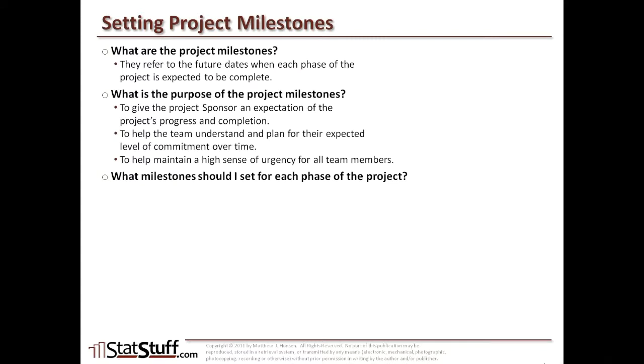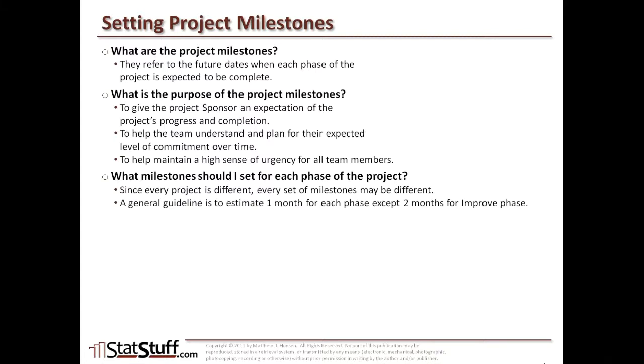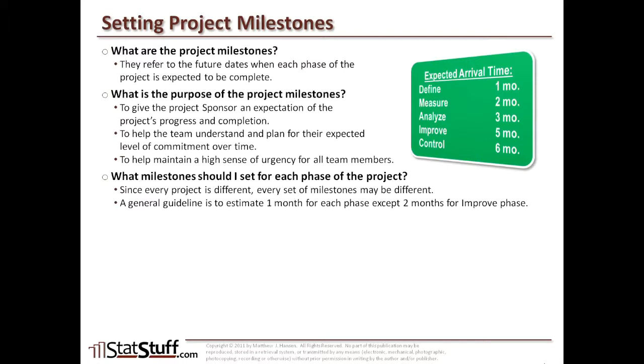Now, what are the milestones that you should set for each of the phases of the project? Well, since every project is different, there really isn't a perfect way to define all those milestones across every project, but a general guideline that I would recommend is that you might estimate 1 month for each phase within a DMAIC project and possibly 2 months for the improve phase, that is for helping you to identify at least and brainstorm the improvement you're going to put in place and allow time for actually piloting and implementing that improvement.